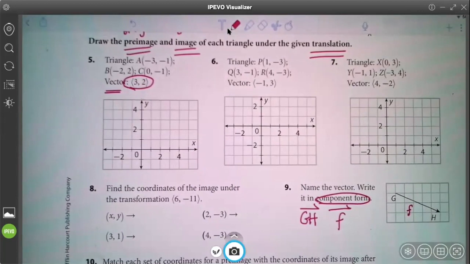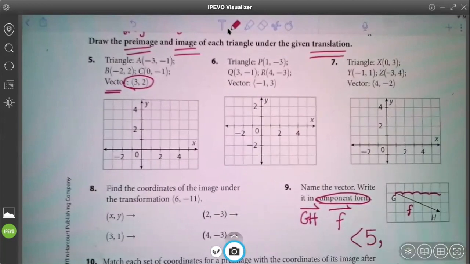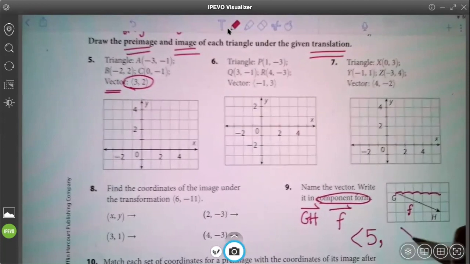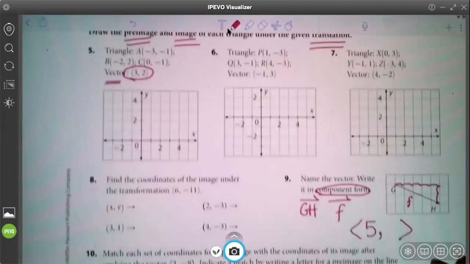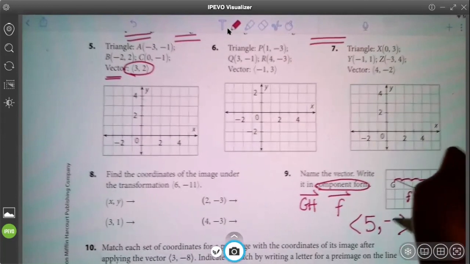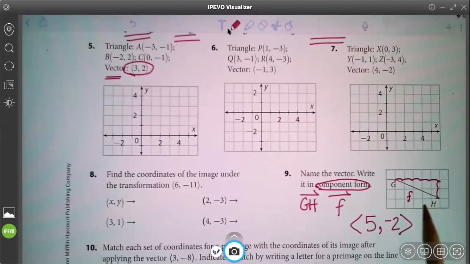So for GF, our change in X is 1, 2, 3, 4, 5. So we would put a positive 5 for our change in x. We also would have a change in y. Our change in y would be down 2. So our change in y is a negative 2, and that is the component form of vector GH, also called vector F.